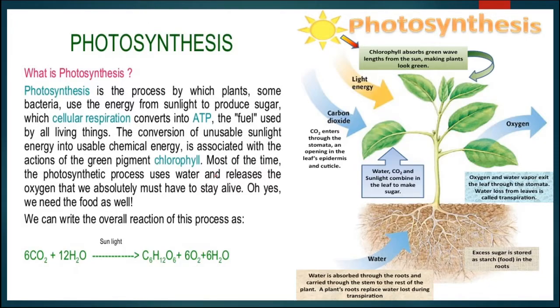That is why they are also known as autotrophs. The reaction can be written as 6CO2 plus 12H2O in the presence of sunlight and chlorophyll. The sugar molecule, that is C6H12O6, and 6 molecules of oxygen as well as 6 molecules of H2O are released in this process. Now, we will study the different types of reactions of photosynthesis.